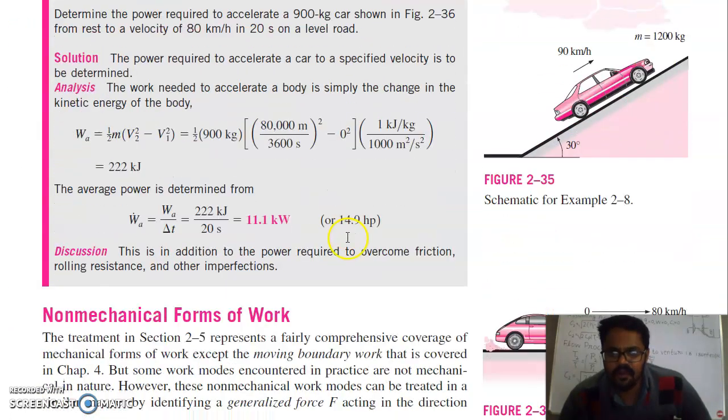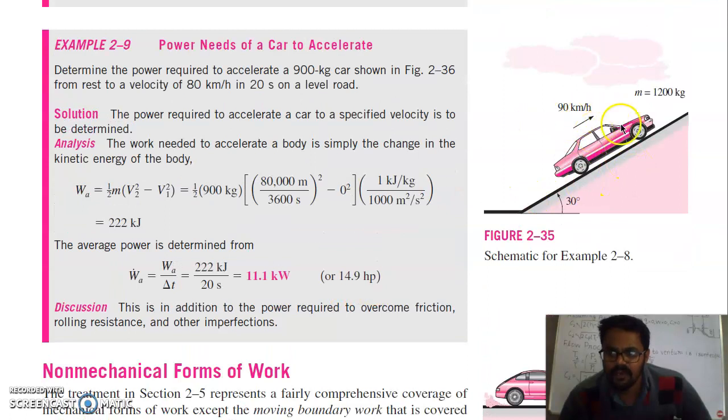Next is an example of a car moving at 90 km per hour with a mass of 1200 kg at an elevation of 30 degrees. Determine the power required to accelerate a 900 kg car from rest to a velocity of 80 km per hour in 20 seconds on a level road. We need some amount of power to accelerate this car. That can be found directly from half m v squared, because the initial velocity is 0 and the final velocity is 90 kilometers per hour. From there you can find the total amount of work needed, and we have to accelerate within 20 seconds. So this total work divided by time gives the power, which is 11.1 kilowatt. In this way we can solve these problems.